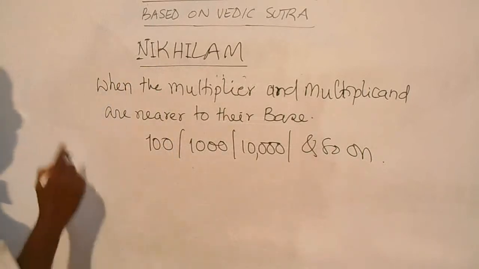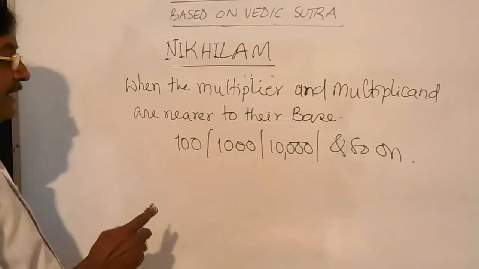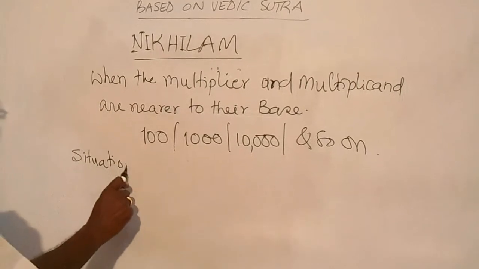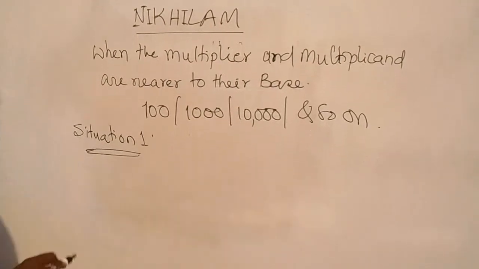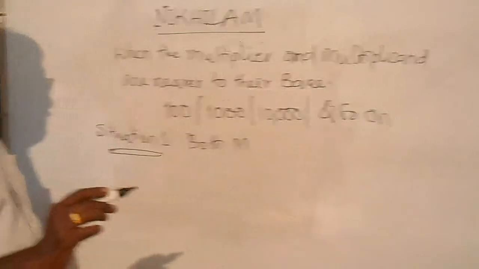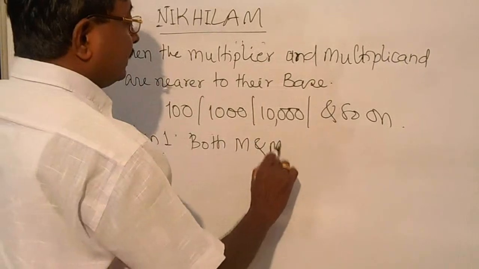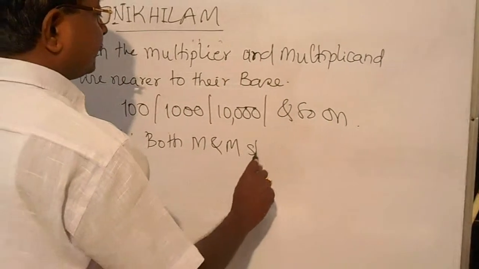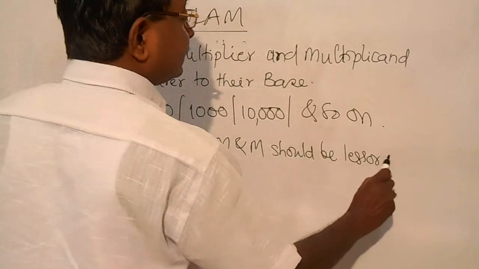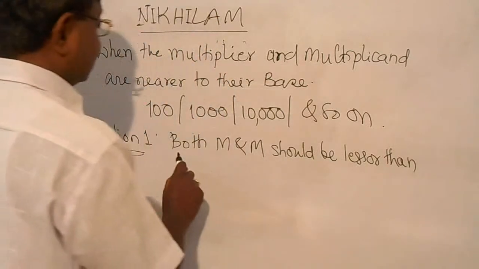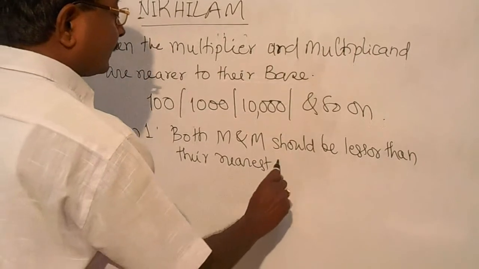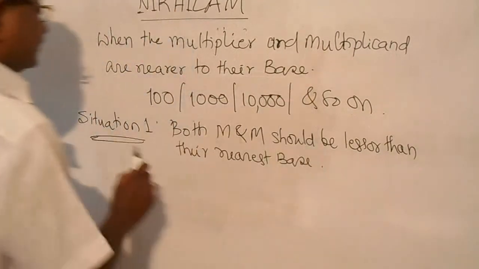Here there are three situations. Situation number 1: both the multiplier and the multiplicand should be lesser than their nearest base. Okay, this is the first situation.